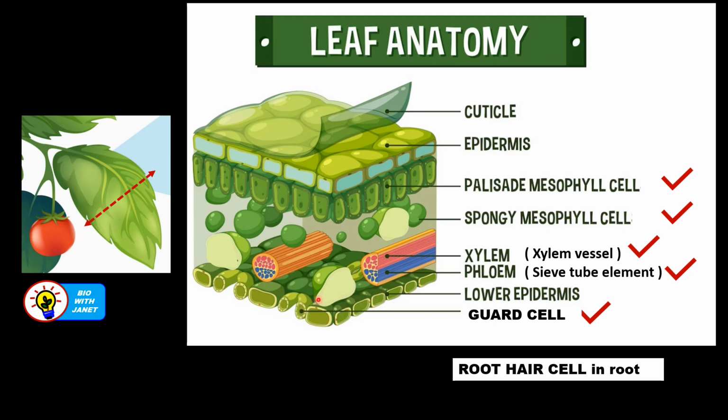All right. Of course, at the top, on the upper epidermis, there may be also guard cells, but maybe fewer in number. So we're going to discuss the Palisade mesophyll cell and its adaptations, Spongy mesophyll cell, xylem vessel, sieve tube element, guard cell, and also root hair cell, which is found in the root.